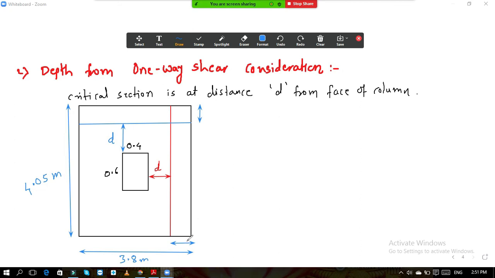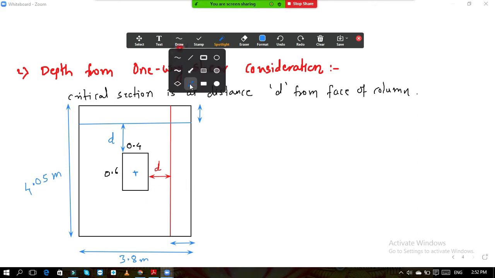Okay. So how to calculate those distances now? So this is the centroid. Now see, from this center, if this total is 0.4 for the column, then from this center it is 0.2. Okay, and if this total is 3.8, then from this center up to this point, this will be half. So half of 3.8 is 1.9. So from the 1.9, if you minus this 0.2, you will get the distance from the face of column to this end.